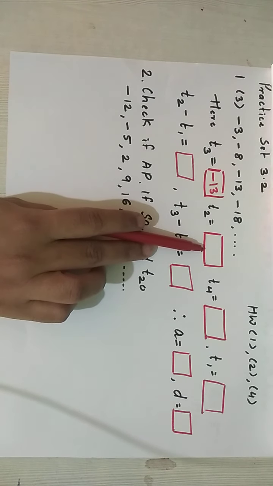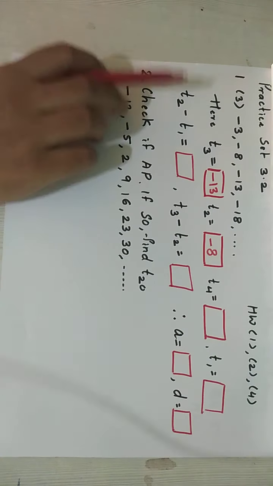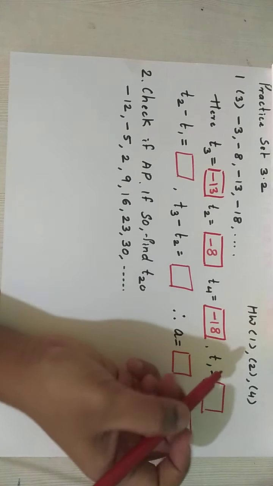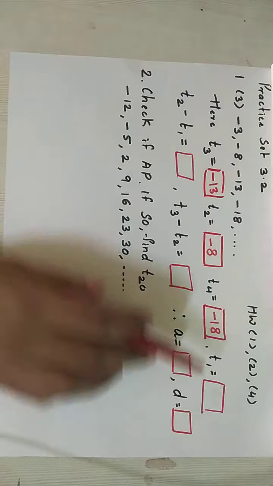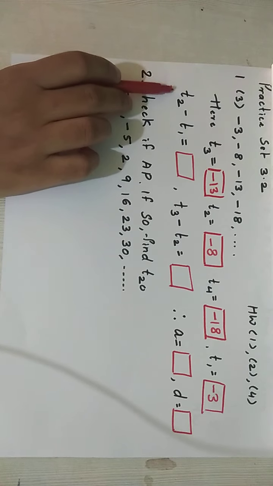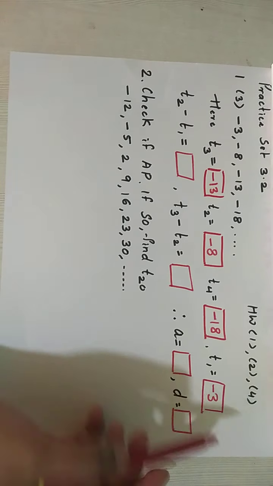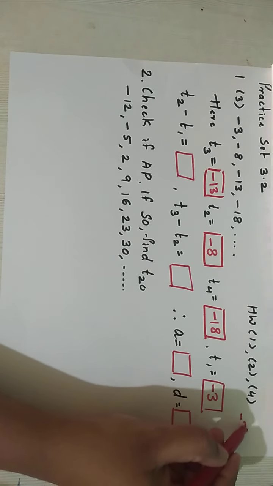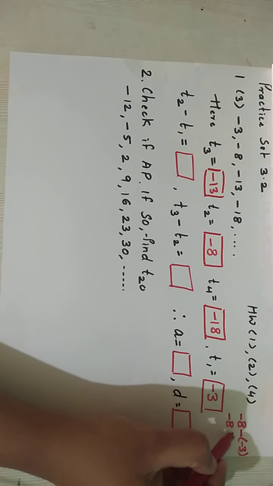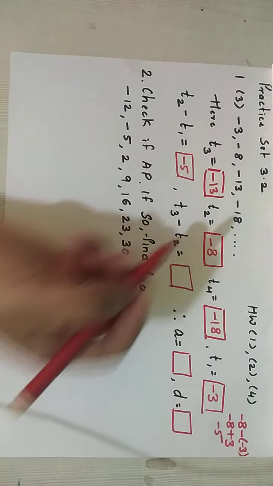T2 equal to dash. The second term. Minus 8. T4 equal to dash. The fourth term. Minus 18. T1 equal to dash. The first term. Minus 3. Now the next blank is T2 minus T1. If you want, do it in the working column. T2 is minus 8 minus T1 which is minus 3. That is minus 8 plus 3. That is minus 5. So the answer is minus 5 over here.